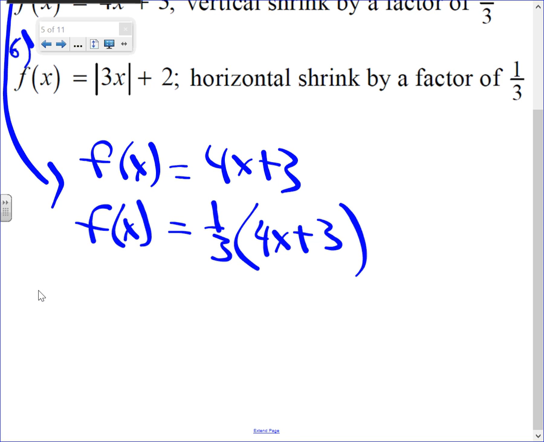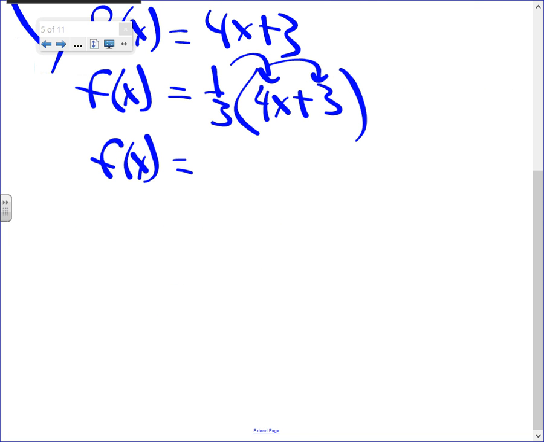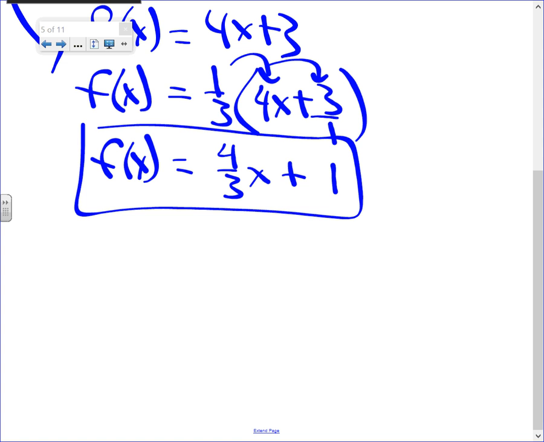Now I'm going to multiply everything by a. This is distributive property. Look at here and here. So f of x then equals 1/3 times 4 just becomes 4/3 x. 1/3 times 3. 1/3 times 3 is going to be 1, huh? Done. Here's our new function. Over with.